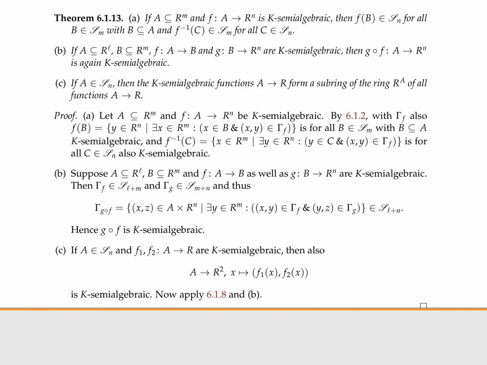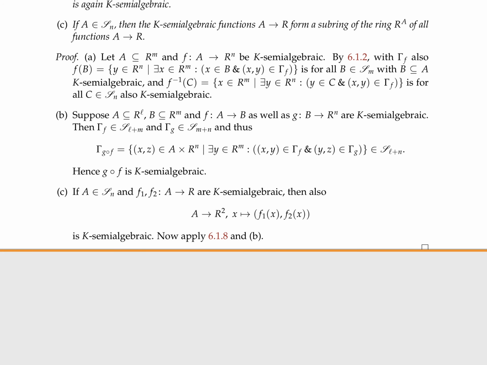And that's again easy to see, because what's its graph? What's the graph of this function? The graph is the set of all (x,y,z) such that (x,y) lies in the graph of F1 and (x,z) lies in the graph of F2. And so that's just a Boolean combination of two K semi-algebraic things, as you see easily.